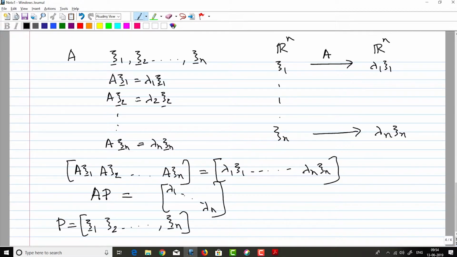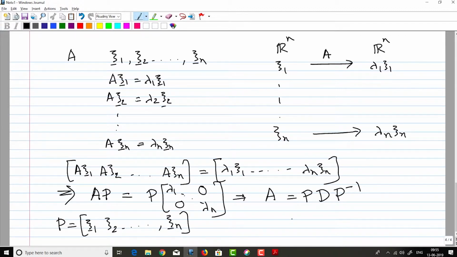I should write this P into D, right? So this is my P. So if you take, so the rest are 0, right? So you'll get this. This implies this is my diagonal matrix. So then we can write A equal to P times the diagonal matrix, right?